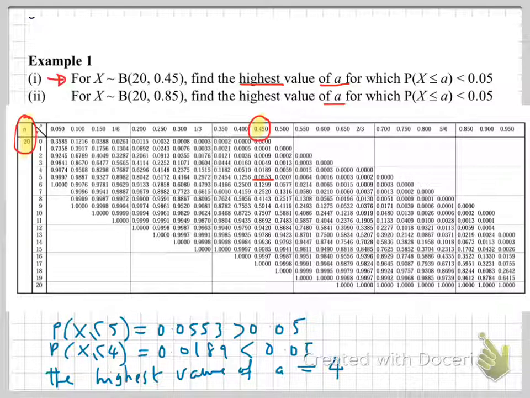So probability X is less than or equal to 5 is 0.0553, which is greater than 0.05, so we don't want that. So we'll take the next one down, which is 0.0189, and that's less than 0.05. Therefore, the highest value of A is 4.